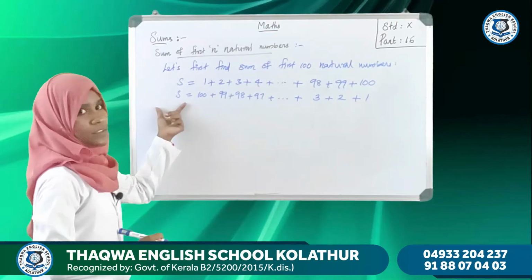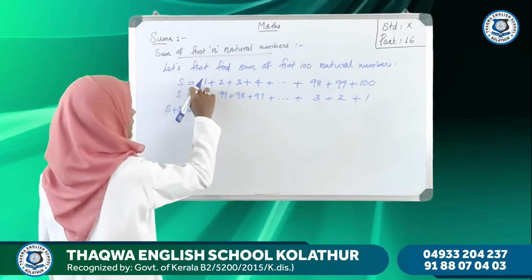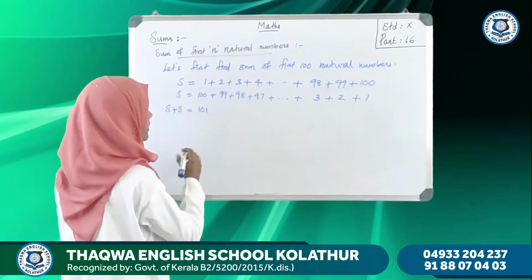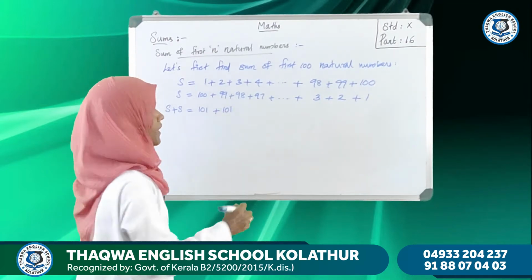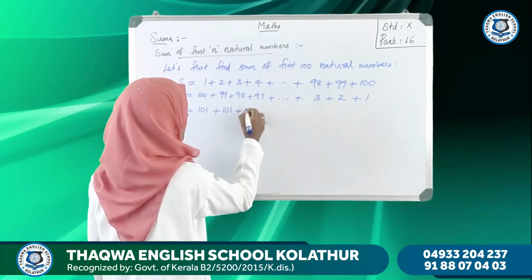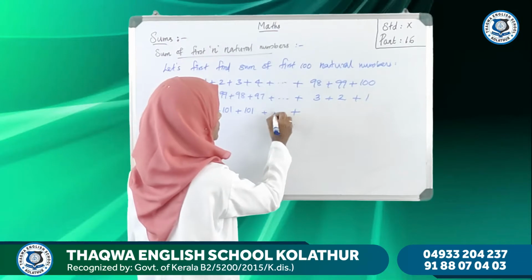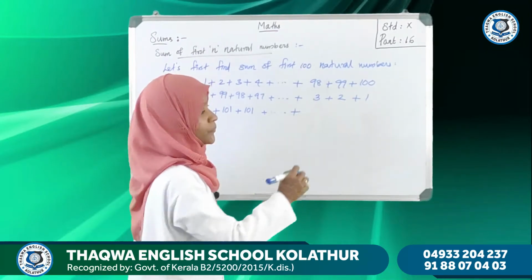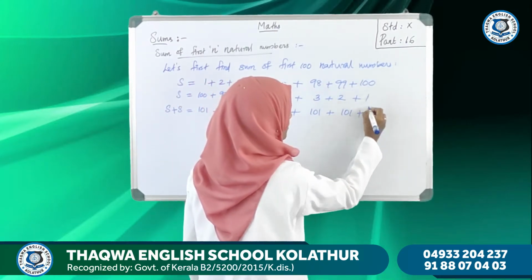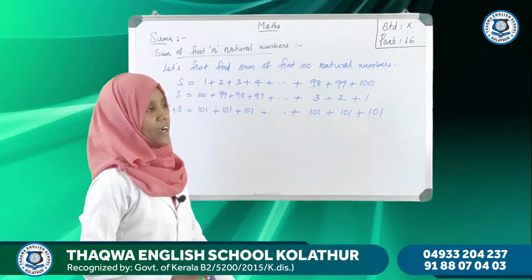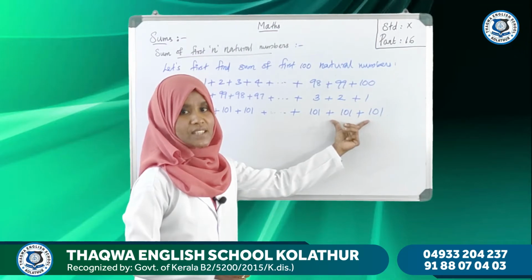Then what is S plus S? S plus S is 1 plus 100, 101. 2 plus 99 is also 101. Next, 3 plus 98, 101, and so on, plus 98 plus 3, 101, 99 plus 2, 101, 100 plus 1 is 101. Then how many 101s are there in this case?